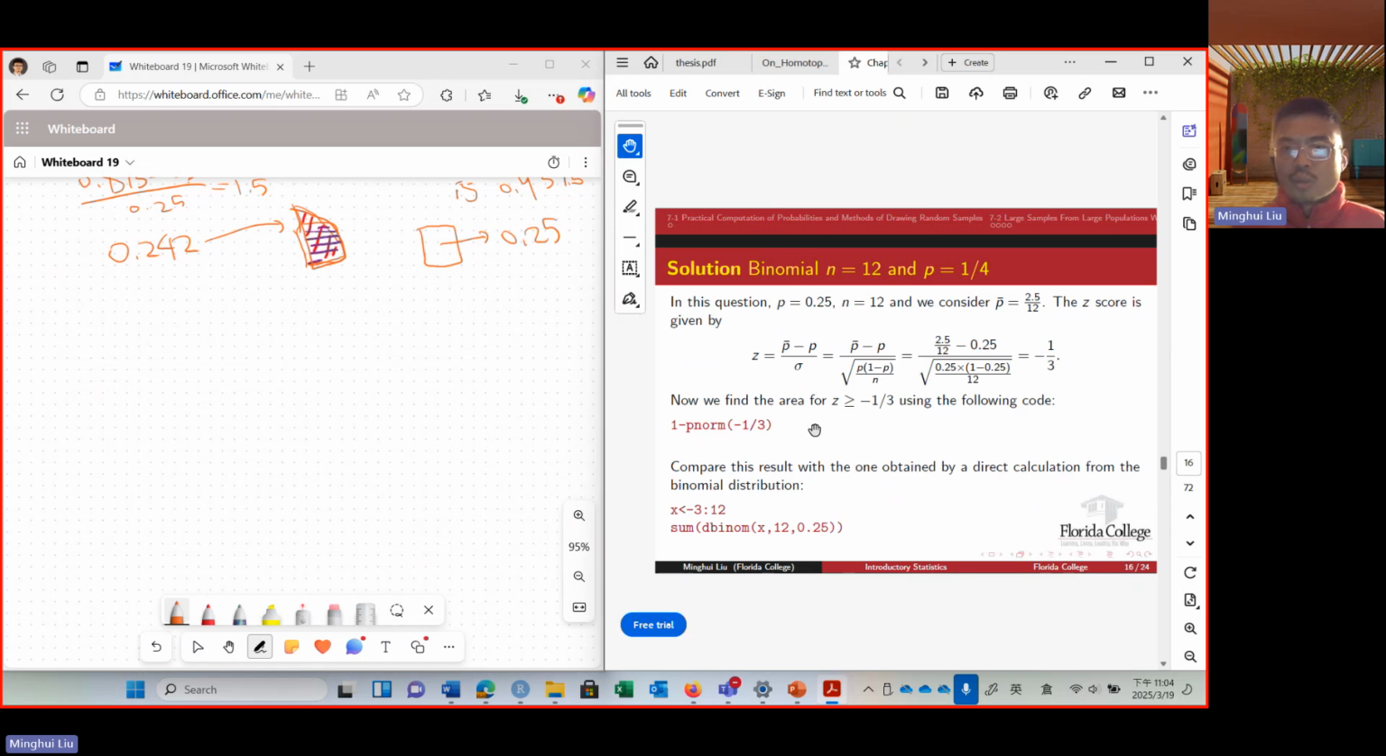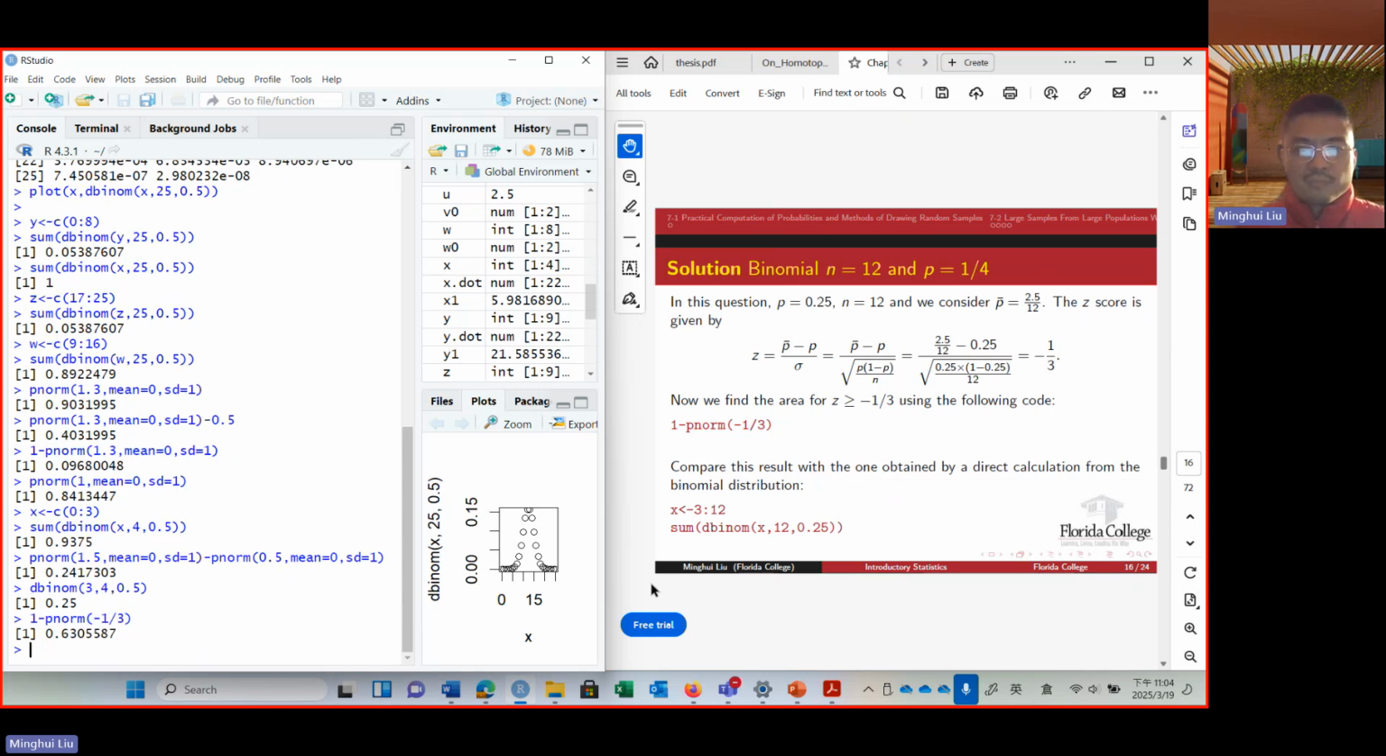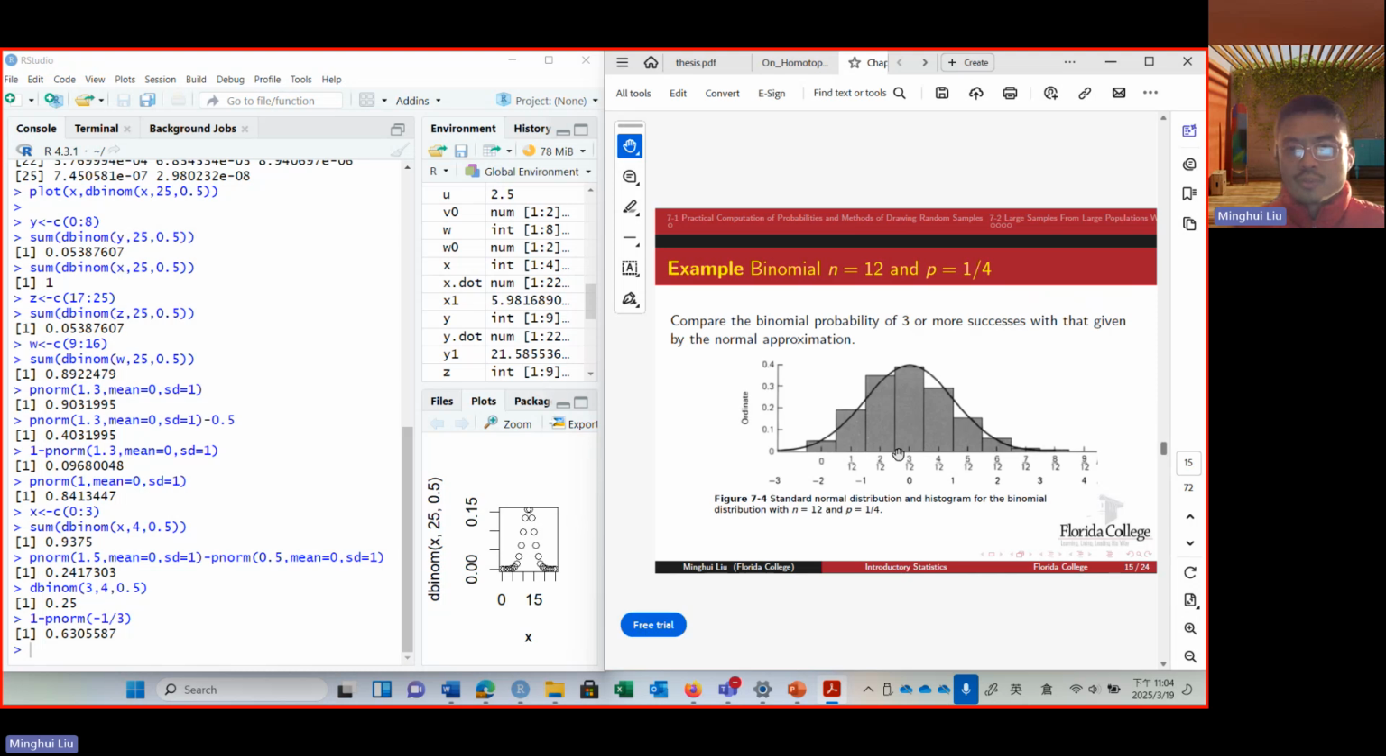And then we just need to run 2 commands. The first one is 1 minus pnorm of negative 1 over 3. So this will give you 0.63. So 0.63 is the area under the curve of this tail, starting from this line right here, 2.5 over 12. And now we can also consider the total of these rectangles and add them together.